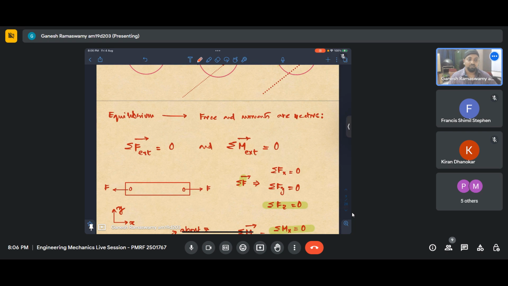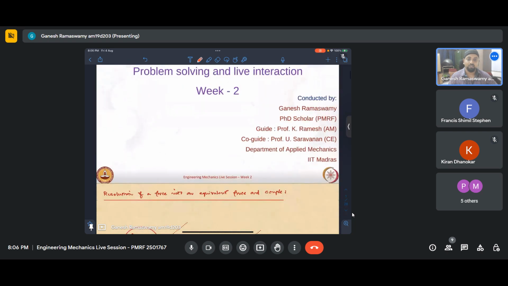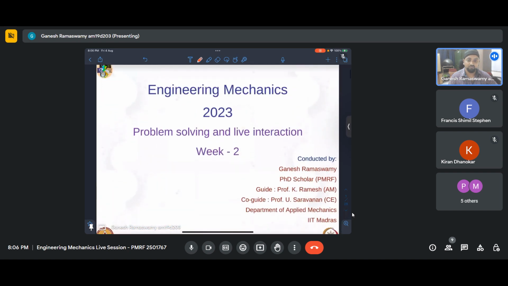Okay, so other than that, I don't have much to discuss now. I'll see you guys next week for the discussion for week 3, which is trusses. So we'll look at it in detail. In the meantime, if you have any questions, please feel free to approach the forum and we'll try to answer your questions. So I'll see you guys next week.